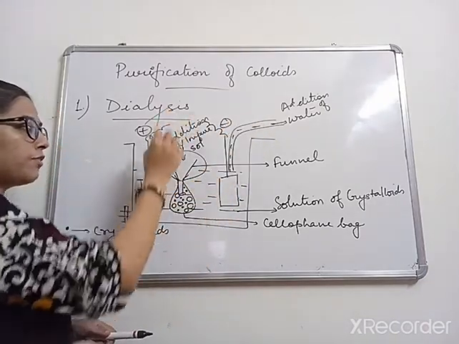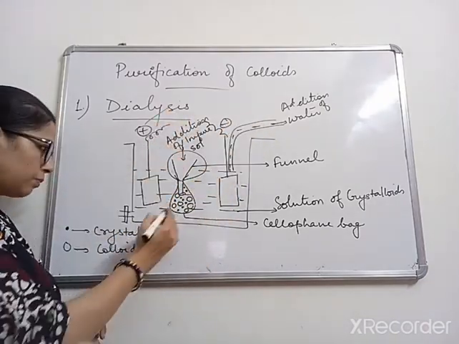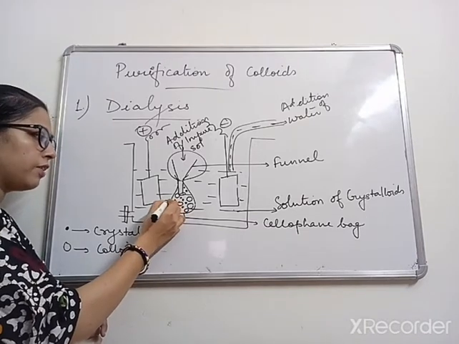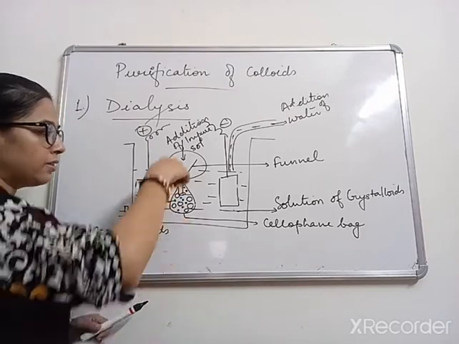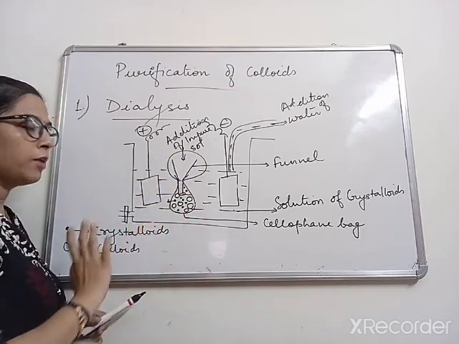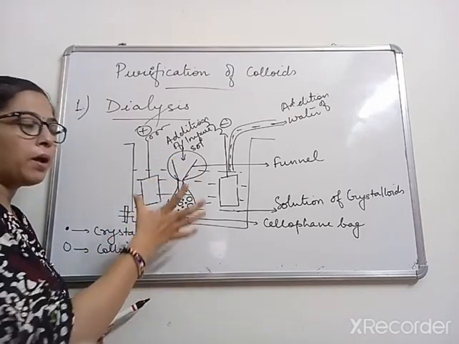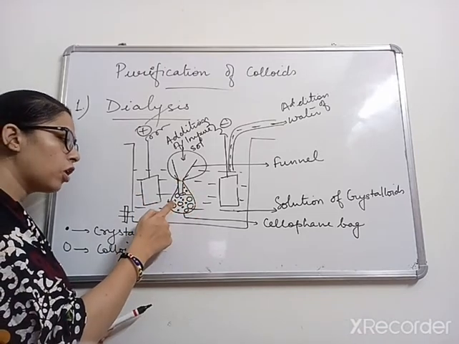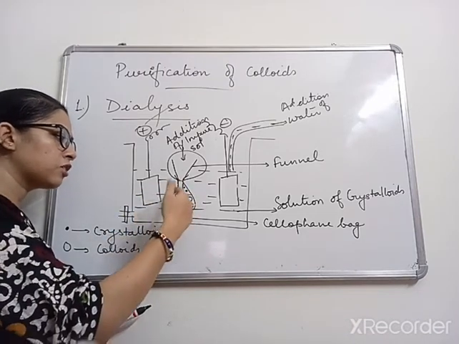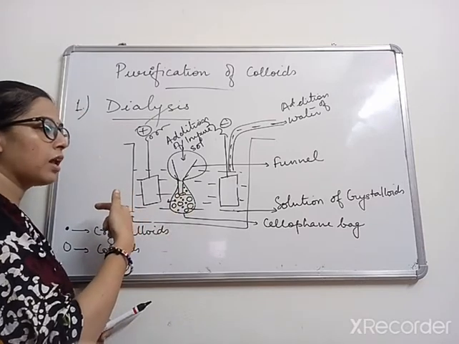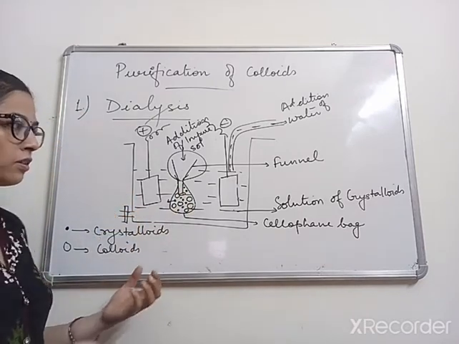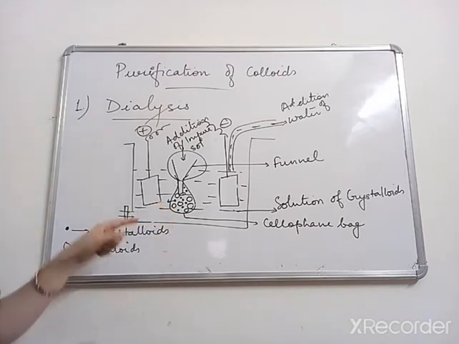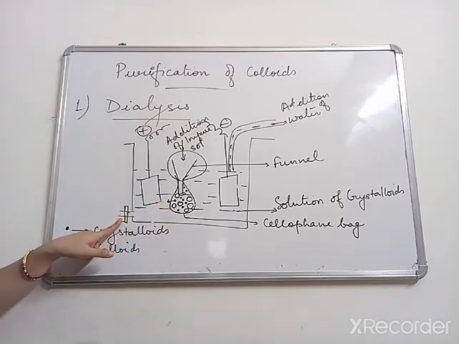So when potential difference is applied, the black dots, that is crystalloid, will come out of the cellophane bag because the particle size is small. And inside the parchment membrane, only the colloid particle remains. So when you apply potential difference, the colloidal particle remains inside, but the crystalloids travel from the cellophane bag into the container, and now the container contains water along with crystalloids, which you can remove from this side opening.